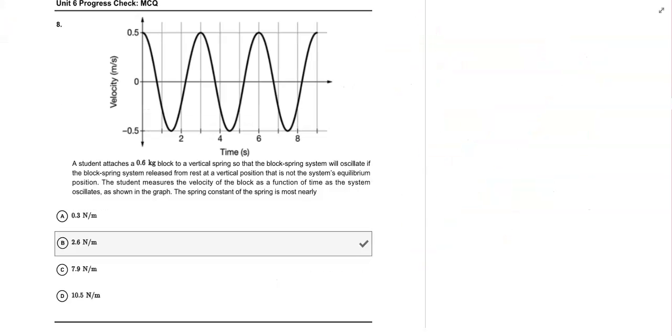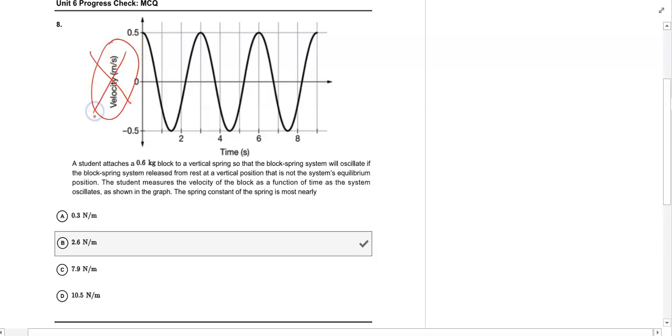And the last one is number 8. This is a classic example of them just giving you too much information, or they're just trying to confuse you with the information they're given. So we're given this velocity time graph. So my mind goes, oh, velocity, how am I going to use that in this? Velocity, spring, oh geez, what is that? But you don't need the velocity actually, okay?